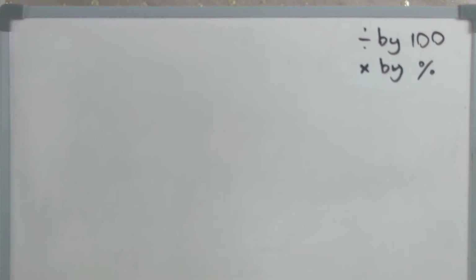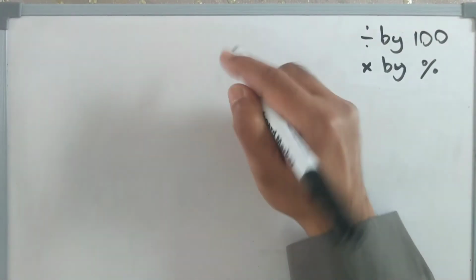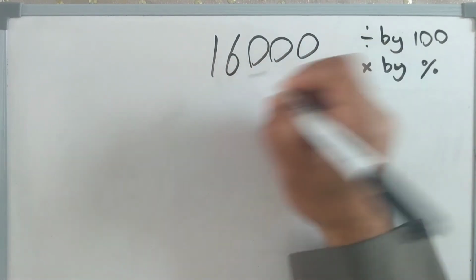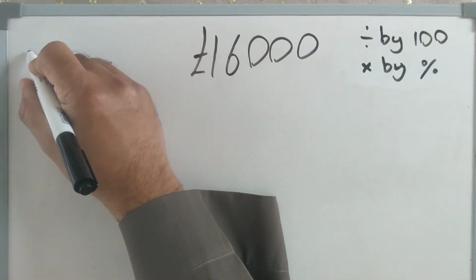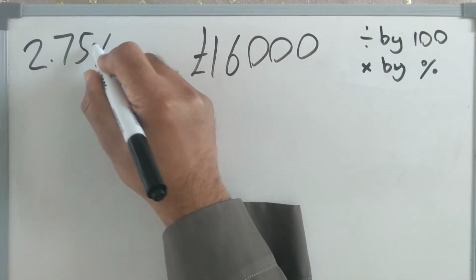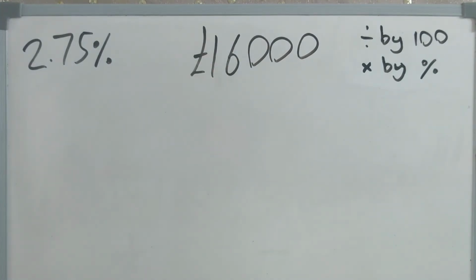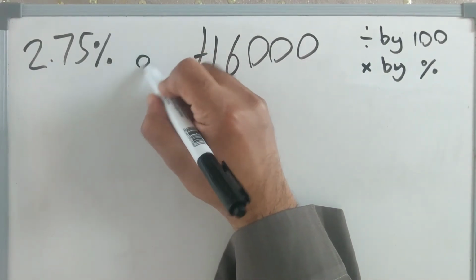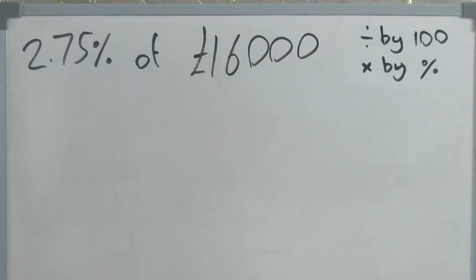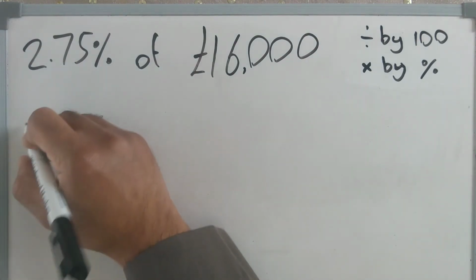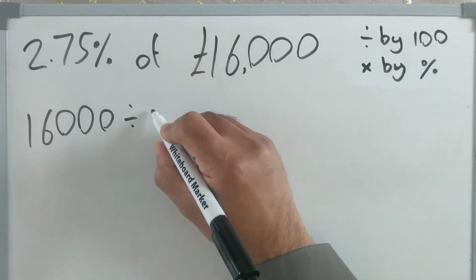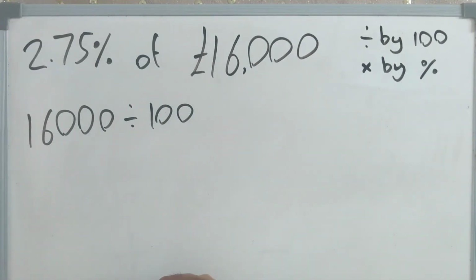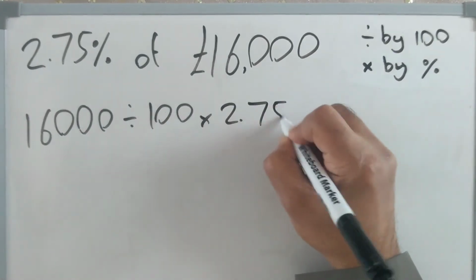So for example, somebody earns £16,000 a year, and next year the wages are going to go up by 2.75%. So we need to work out 2.75% of £16,000. Okay, so how would we do that? Get the £16,000, divide by 100 to find 1%, times 2.75.